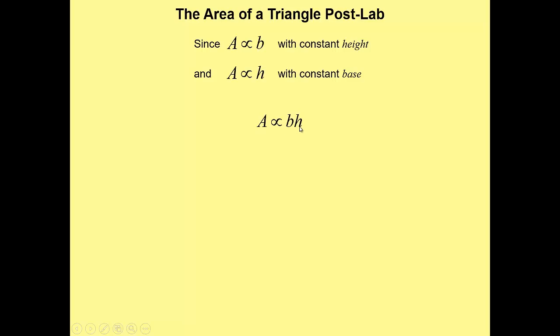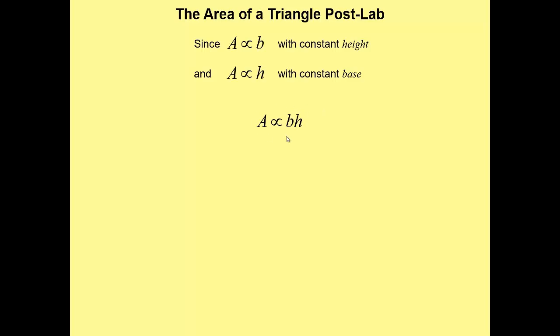That wouldn't work if we added them. 1 plus 2 is not 2, right? Or if we divided them, 1 divided by 2 is not 2. Right? So we have to multiply them. Likewise, if we doubled the base but kept the height constant, 2 times 1, we get twice the area. Kind of see what I'm saying here, right?